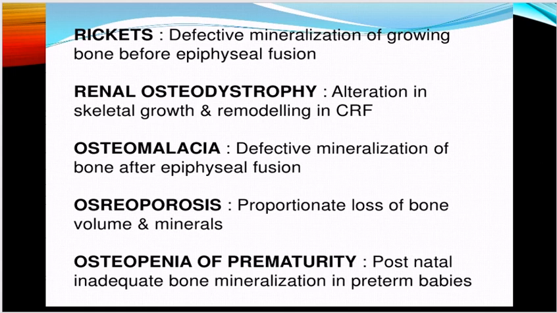Here are some conditions which are associated with vitamin D deficiency. The first is rickets. It is the defective mineralization of growing bone before epiphyseal fusion. And the second condition is renal osteodystrophy. It is also known as vitamin D resistant rickets. It is the alteration in skeletal growth and remodeling in chronic renal failure. Osteomalacia is a defective mineralization of the bone after epiphyseal fusion.